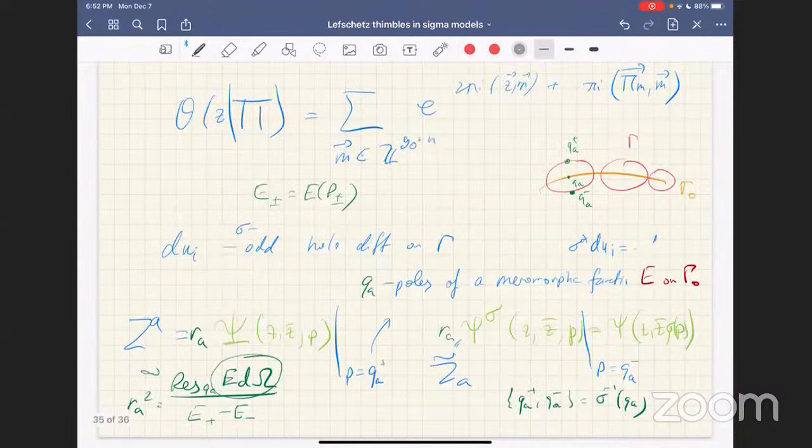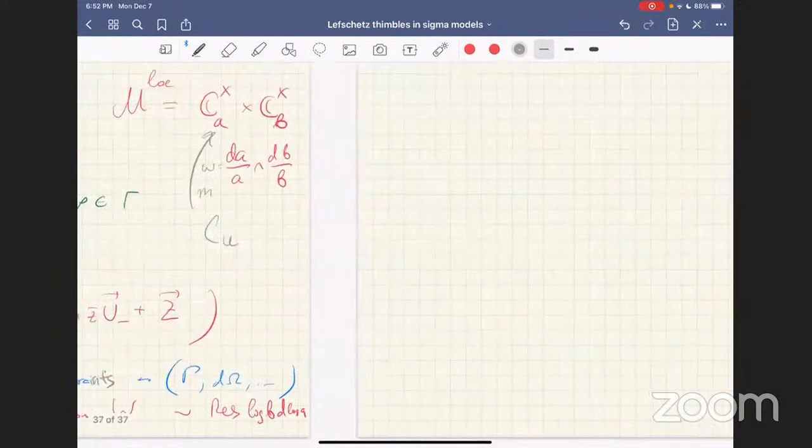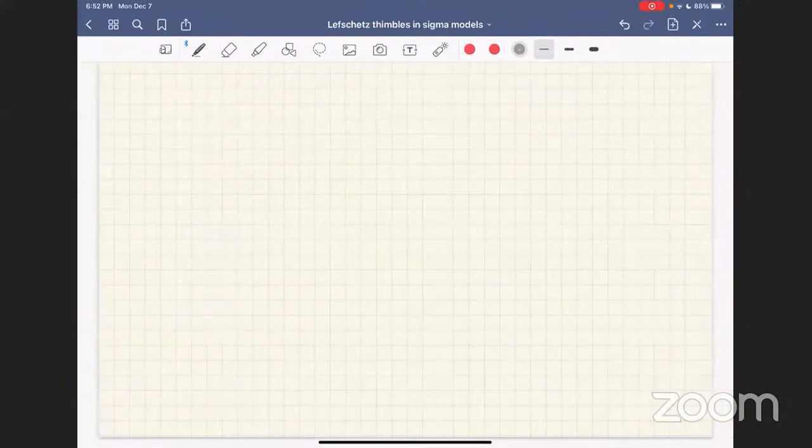Is it fair to ask for, like, what's the summary? What's the conclusion? If you could describe it in a couple of English sentences, what is it? How should we think about the thimbles? Okay, so maybe one qualitative.